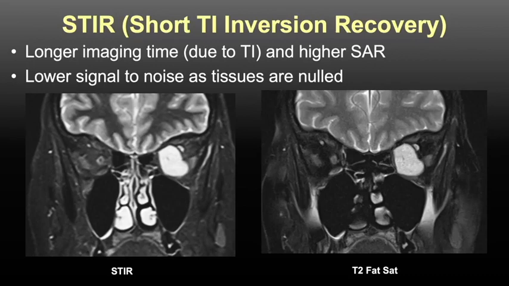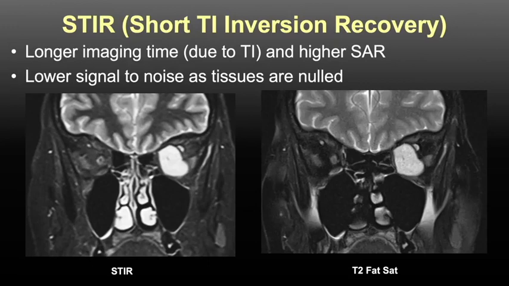Another issue with STIR is that it can have longer imaging times because you have to apply that inversion pulse and wait for it to recover to the XY plane. And also it has a higher SAR, energy deposition into tissue as a result as well. And in theory, STIR has lower signal-to-noise ratio because other tissues are also partially nulled as you wait for that fat to, again, lose its longitudinal relaxation.